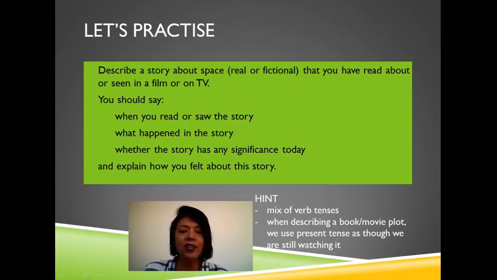Now notice for this one, watch here at the hints, you need a mix of verb tenses. And it's a strange thing in English, when we describe a story from a book or a movie, we usually use present tense because we want our listener to feel as if we are still in the story. So that's a little strange thing to be careful of.